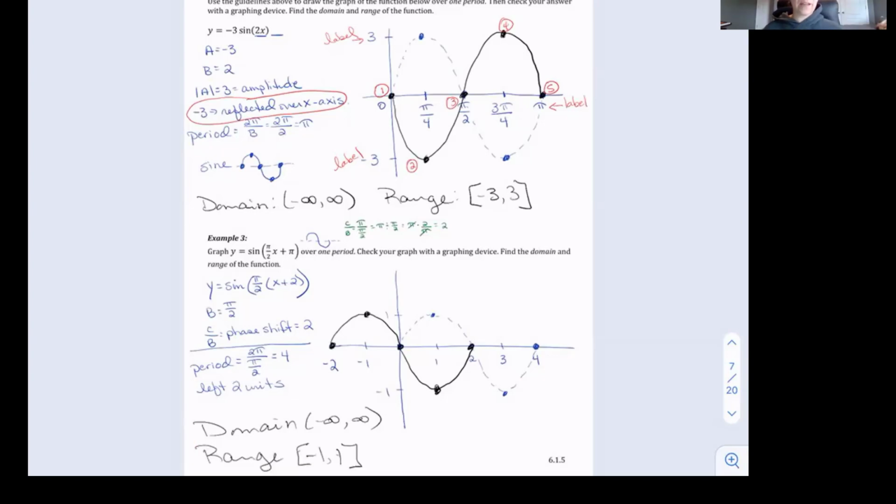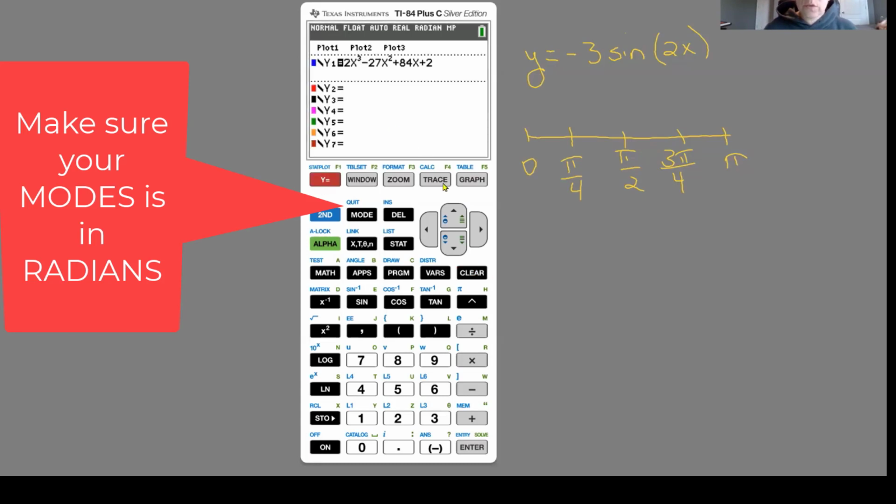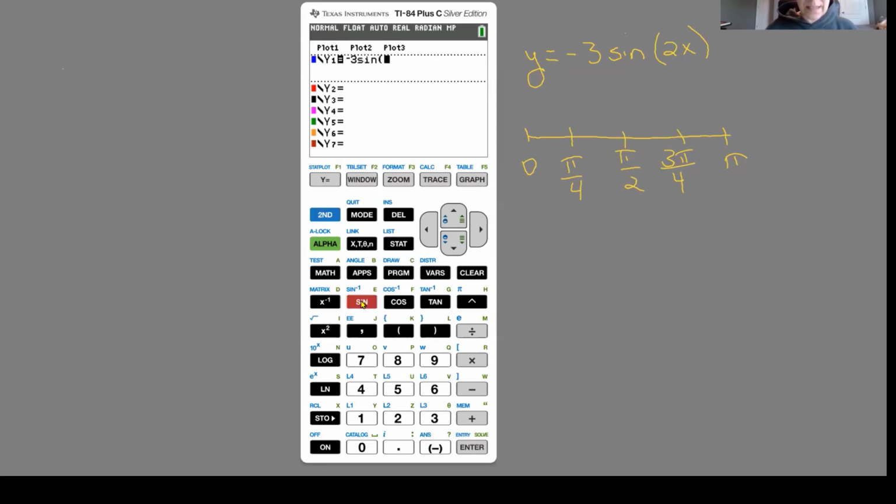Now we want to check our answers using a graphing device. So for example 2, where y equals -3 sine of 2x, when we graph it on the calculator, we want to be sure that our amplitude as well as our entire period shows up. If we go to y equals, let's type in our equation, -3, and be sure you're using the negative symbol down at the bottom, sine of 2x, and here's our x to the right of the alpha button, close the parentheses. But we want to check our window.